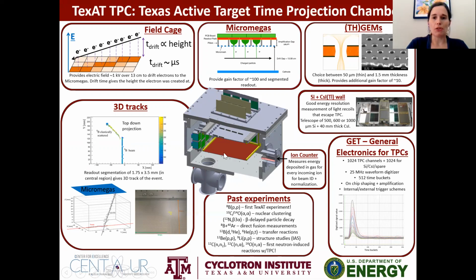However, not all of the particles will be stopped in the gas, and so on the back, we have a silicon plus cesium iodide telescope wall. We can also use this for further identification of particles based on mass and energy for the reaction products. To read all of this out, we use what is known as GET, or General Electronics for TPCs. Basically, this is a way to have the best cost per channel, and these are specifically made for TPCs. There are other ones throughout the world that utilize this setup.